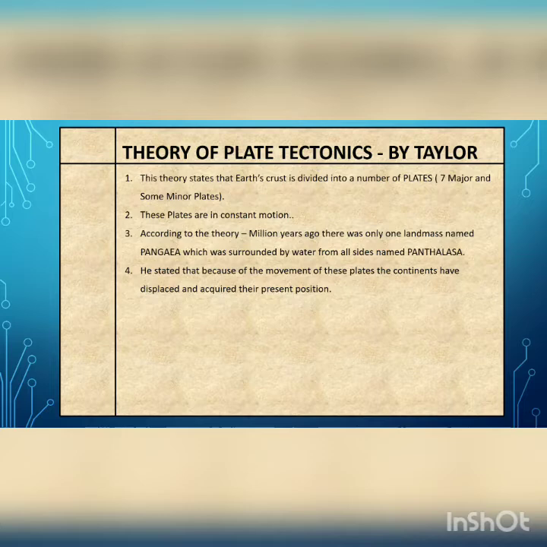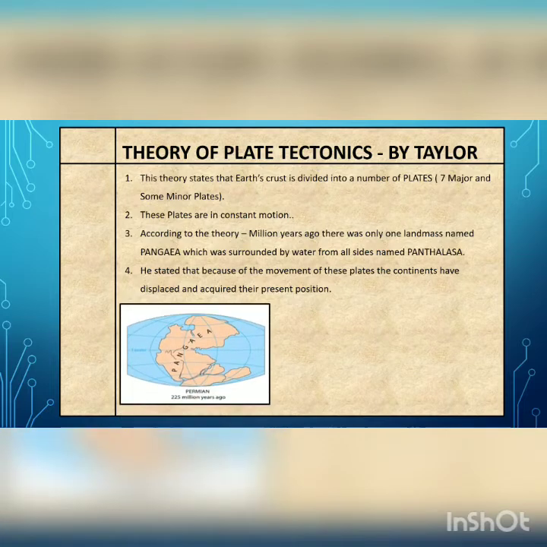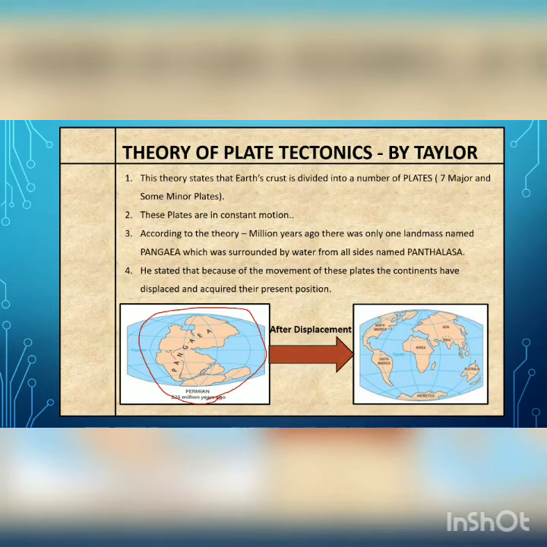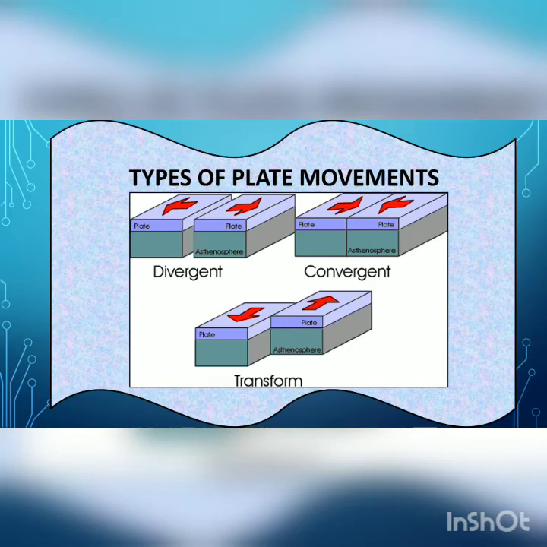According to this theory, million years ago, there was only one single landmass, which was named Pangaea and surrounded by water from all sides, named Panthalassa. Because of the movement of these plates, they acquired their present position, which you all are very familiar with. Types of plate movements. There are 3 types of plate movements: divergent, convergent, and transform movements.